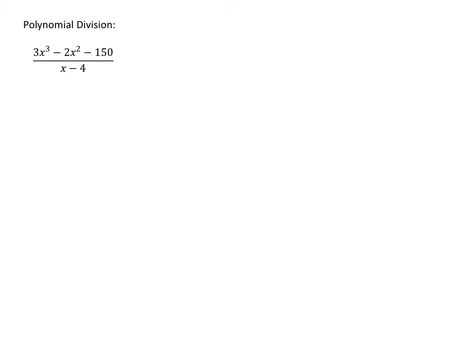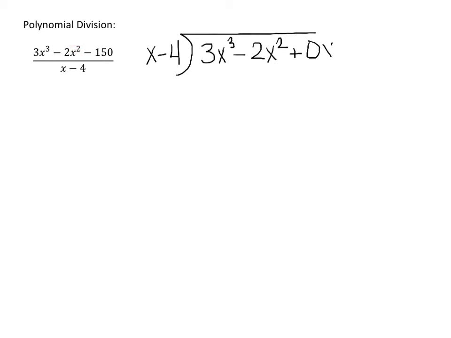Polynomial division looks a lot like long division because that's the process that you use to divide one polynomial by another polynomial. So we set it up, x minus 4 divided by 3x cubed minus 2x squared. Here I notice there is no x to the first power term, so I'm just going to put plus 0x as a placeholder, minus 150.